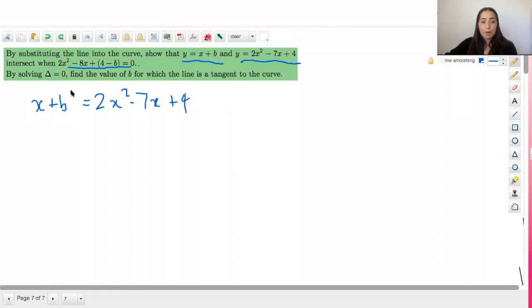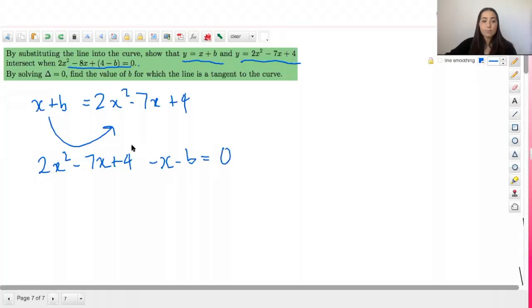Now I'm going to bring all these things over to this side to equate it to 0. So I get 2x squared minus 7x plus 4 minus x minus b equals 0. And now just collecting like terms. So 2x squared, we have minus 7x minus x becomes minus 8x. And then we just have plus 4 minus b equals 0.